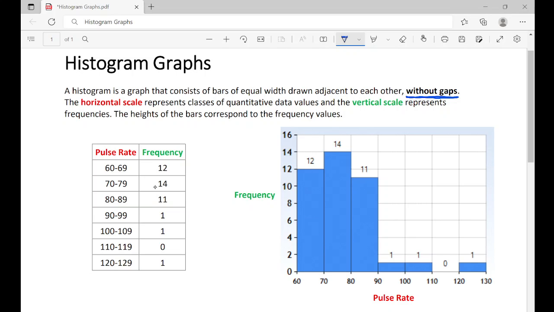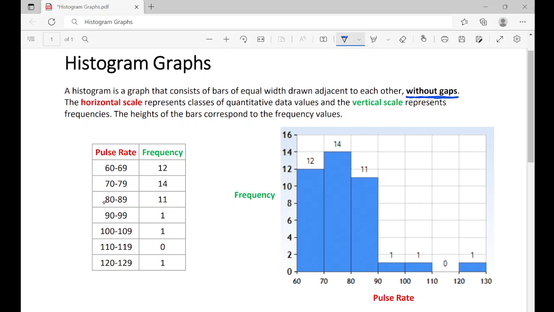For the next one, for the second class, we have 14. So again, the bar must be right next to and touching the first one. And it goes all the way up on the vertical axis to 14. Again, you don't need to write 14. It should be easy enough to see it, but if you write it, it's technically not wrong.